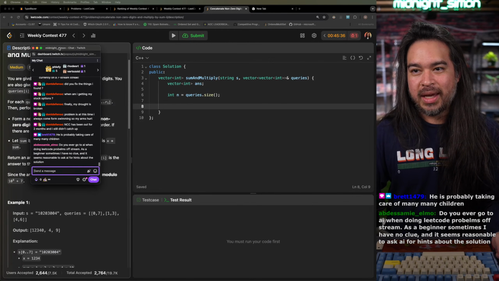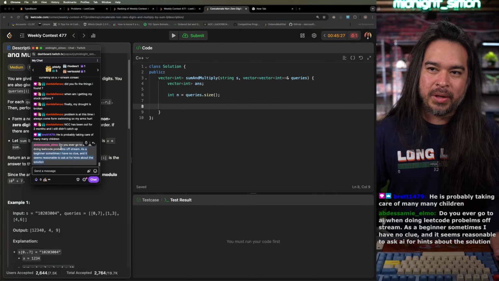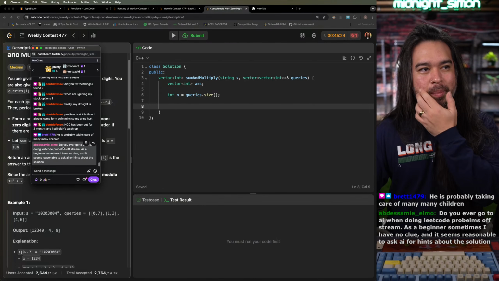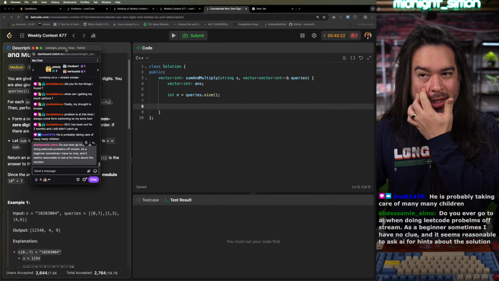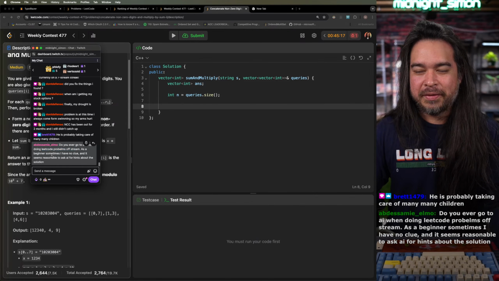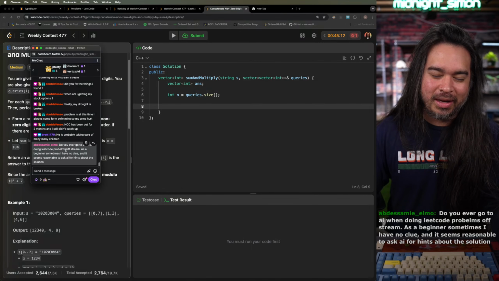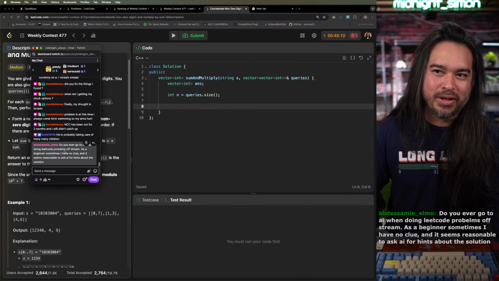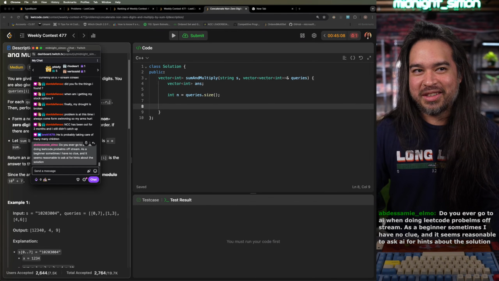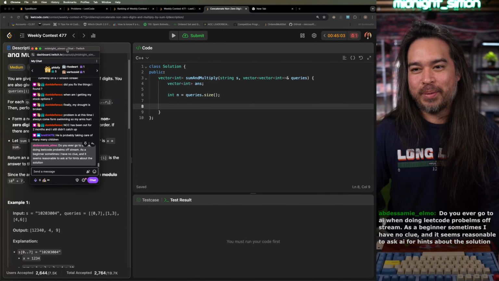Do you ever go to AI when doing LeetCode problems off stream? As a beginner, sometimes I have no clue and it seems reasonable to ask AI for hints about the solution. I personally don't. I don't really study LeetCode off stream. I only do it on stream. And I'm not studying LeetCode for any particular reason. Like, I'm not interviewing or anything, so my case might be a bit different. I'm doing this purely because I think I enjoy spending my time solving problems together on stream.